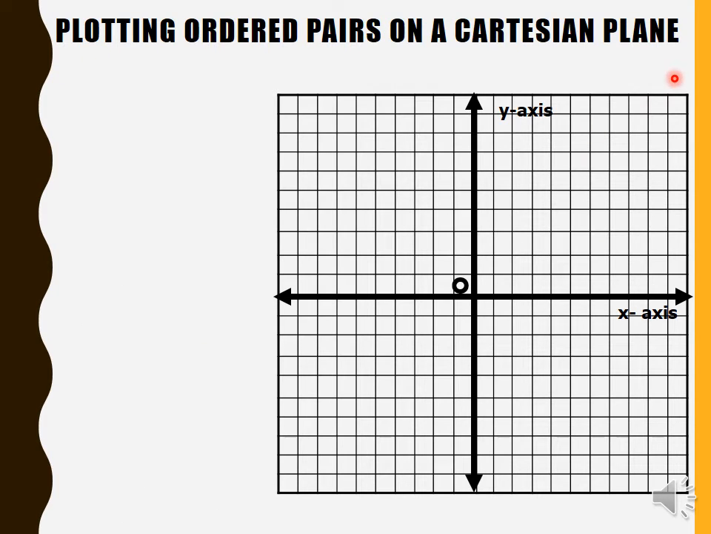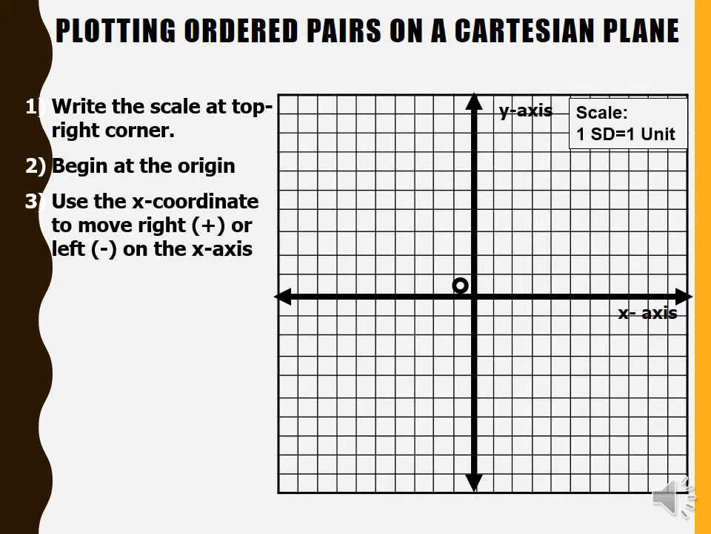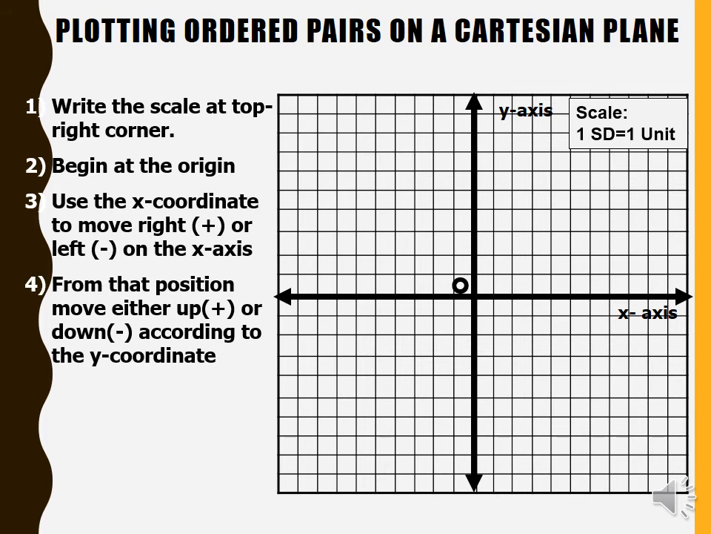Now let us plot the ordered pairs on the Cartesian plane. First of all, we have to write down the scale at the top right corner, which is very important. For this particular graph, we have taken one small division equal to 1 unit. Then we have to begin at the origin, then use the x coordinate to move to the right or left of the axis. From that position, we can move either in the positive or the negative direction according to the y coordinate along the y axis, and then place a dot to indicate a point on the plane.